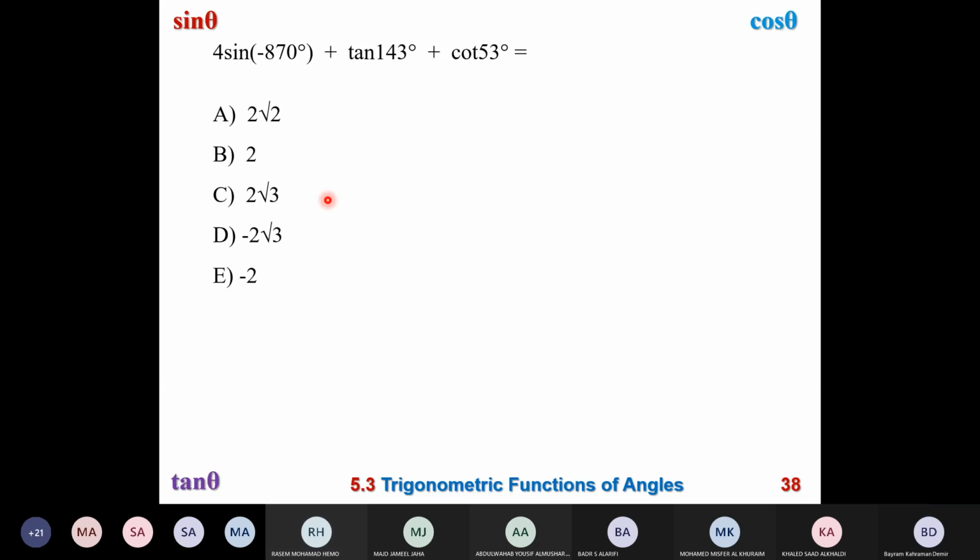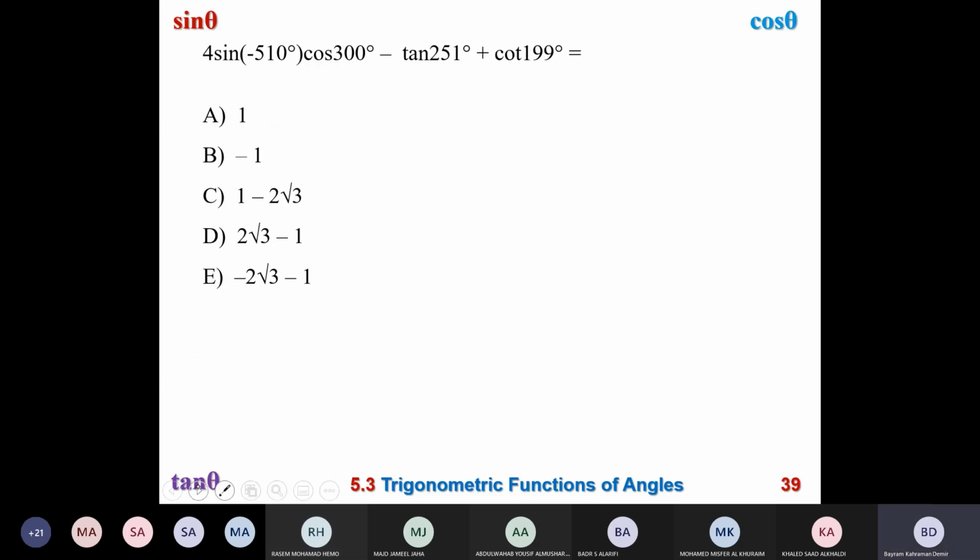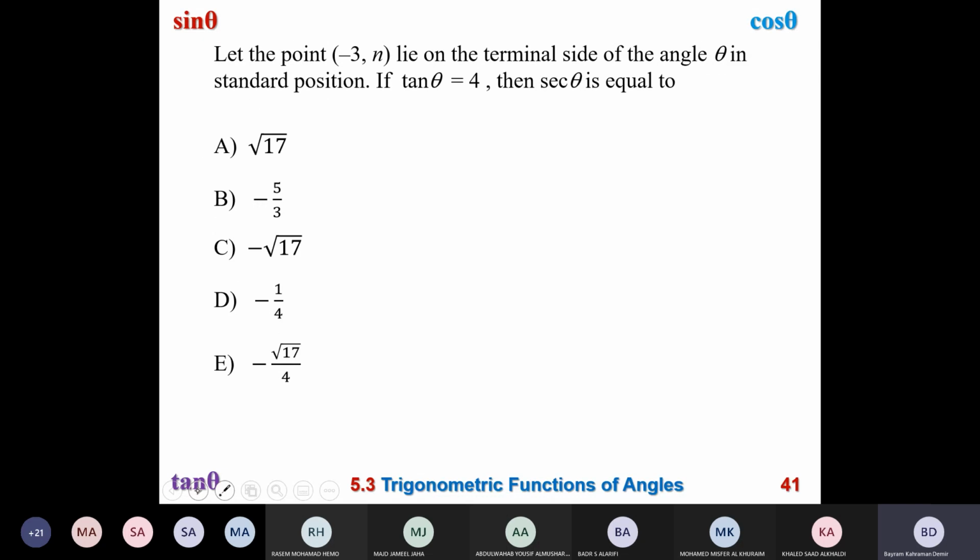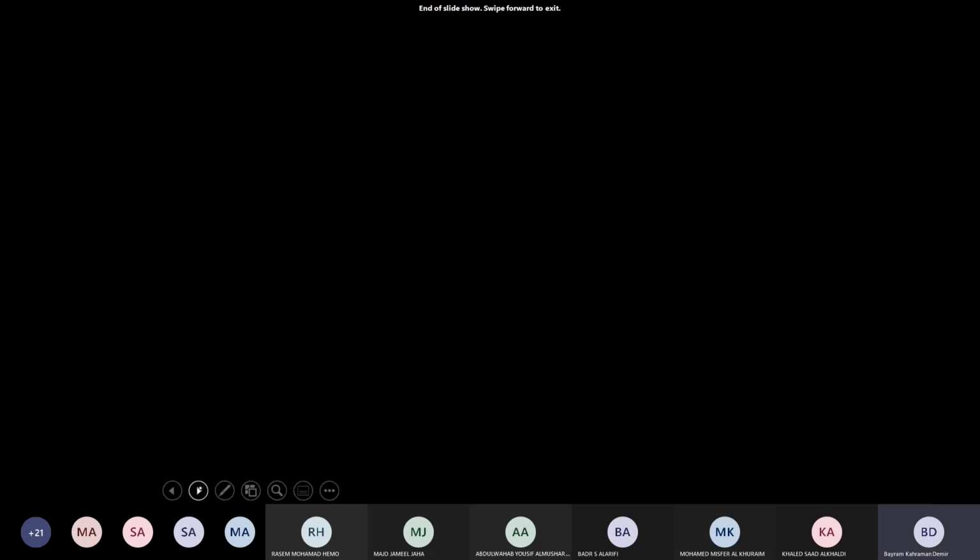And more exercises for you, maybe a couple more. Another one, and the end of this section.